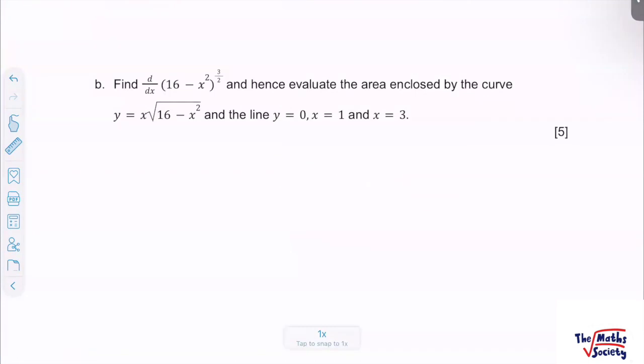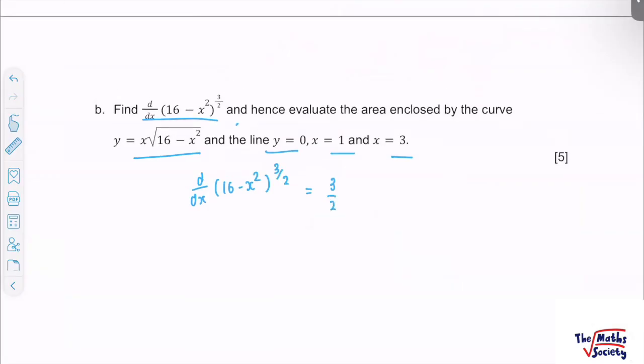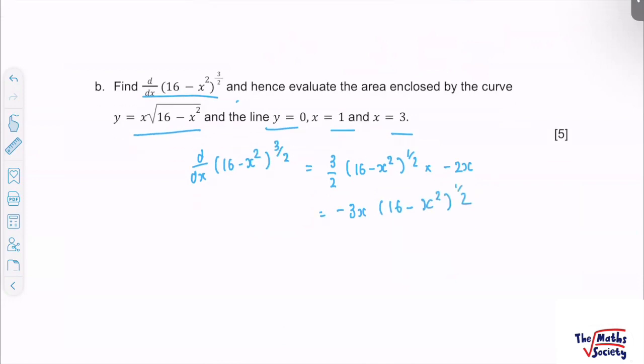And number B. It says find dy dx, half this line equals 3, leave your answer. So it's dy dx, 16 minus x squared, 3 by 2. That's going to equal 3 by 2, 16 minus x squared, half multiplied by minus 2x, isn't it? Plus minus 3x, that's equal to 16 minus x squared to the half. And you have d by dx, 16 minus x squared, the whole power 3 by 2 equals minus 3x square root of 16 minus x squared.